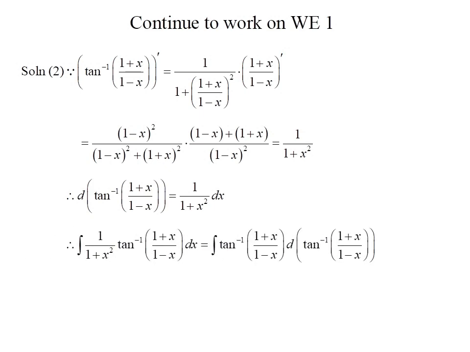Hence, the antiderivative can be written as the integral of arctangent of (1 plus x) over (1 minus x) d arctangent of (1 plus x) over (1 minus x), which equals 1 over 2 times arctangent of (1 plus x) over (1 minus x), squared, plus c.